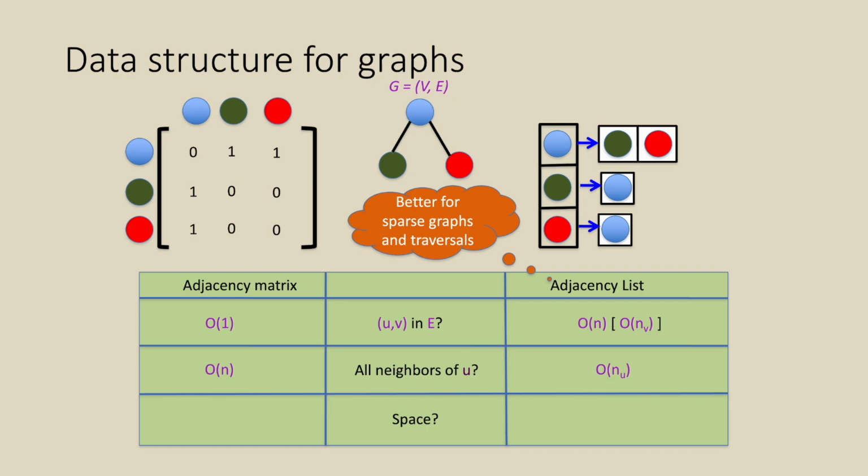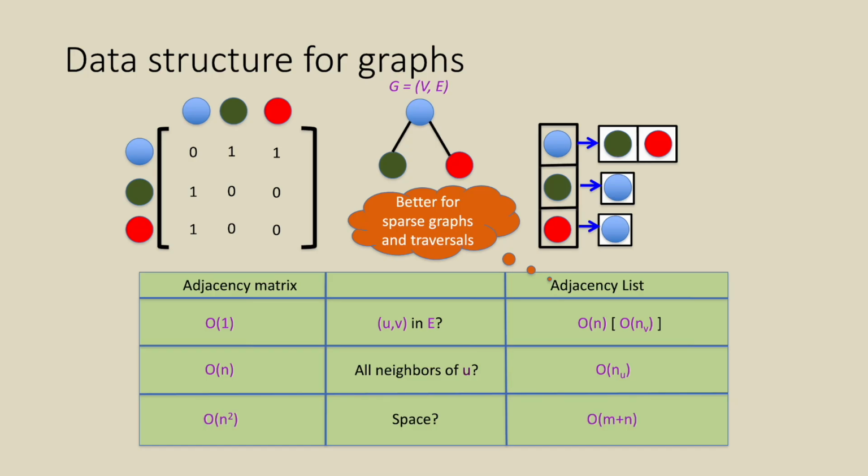The advantage of the adjacency list is that usually it is faster if we want to traverse all the edges. You can see that the number of elements in the list can be less than 3, which is the number of vertices. So the time complexity here is big O of n sub u. N sub u means the number of vertices connected to u. However, we have to traverse all the indices in the adjacency matrix, so it will always take big O of n.